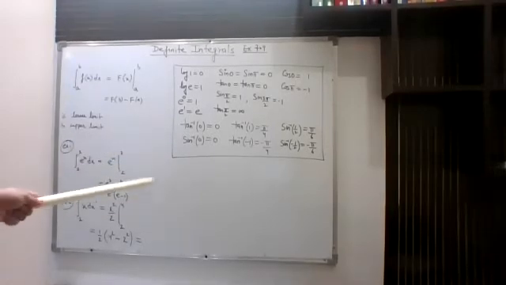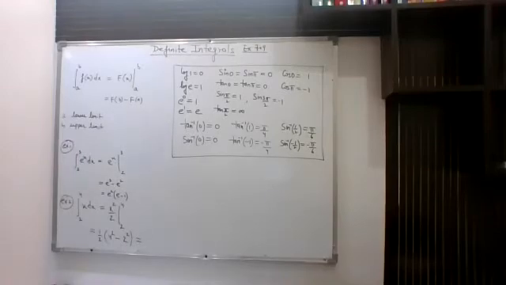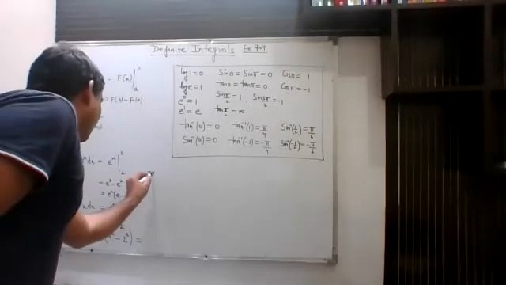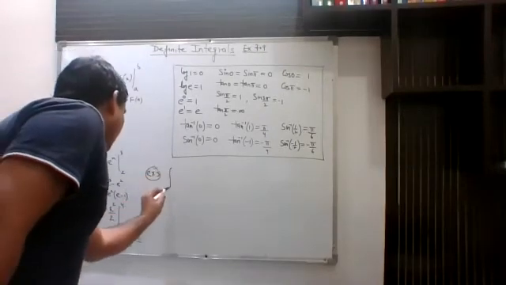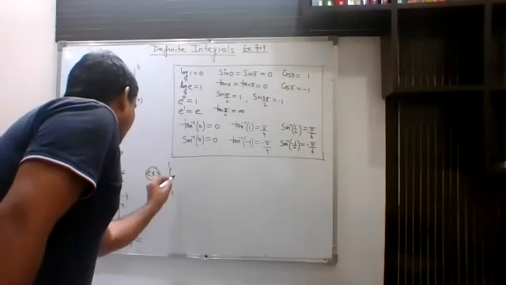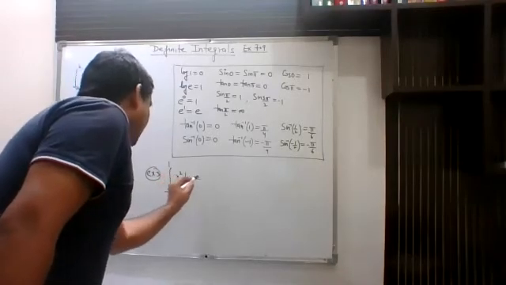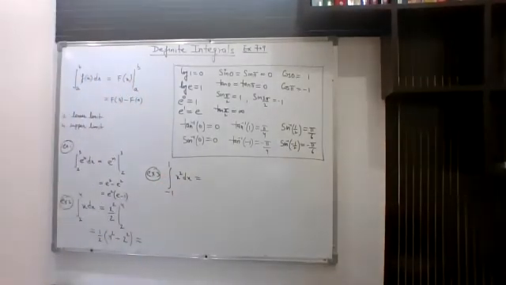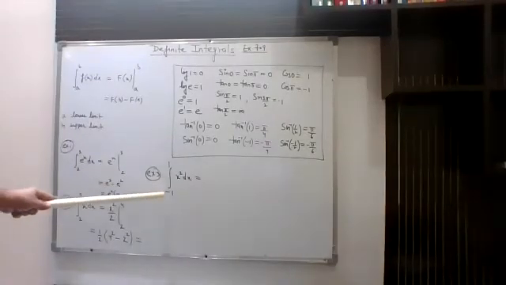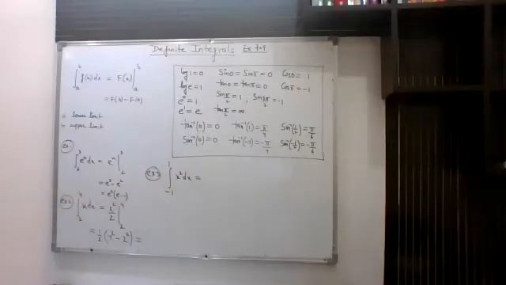So after these values, let me write down some more examples. Okay, just try this yourself. I will discuss the answer. So here in example number 3, your lower limit is minus 1 and your upper limit is 1. Just integrate and substitute the limits.